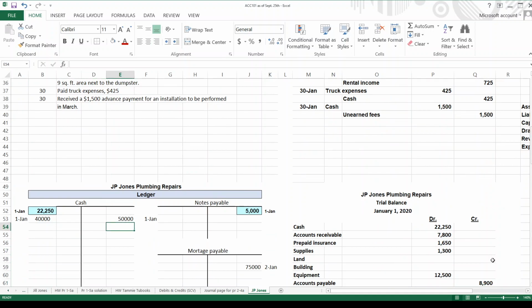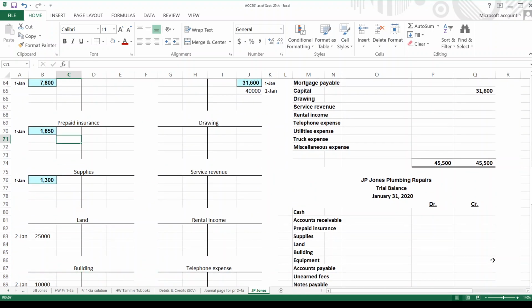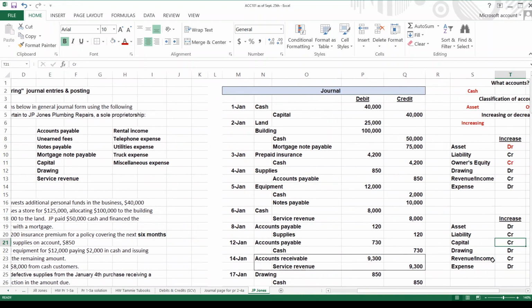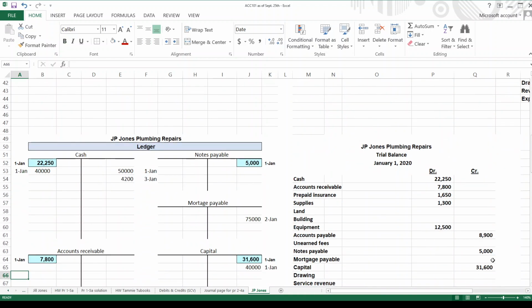All right, where are we? We want to credit cash for what? For 4,200. It was on January 3rd. And the debit was to prepaid insurance. And that was 4,200. And that was on January 3rd. Okay. So now we all have the correct transactions here. So I wanted to show you this first before we did this posting activity, because I didn't want you to be posting the wrong entries. So now we have the correct entries and we're posting them and we're going through this process.